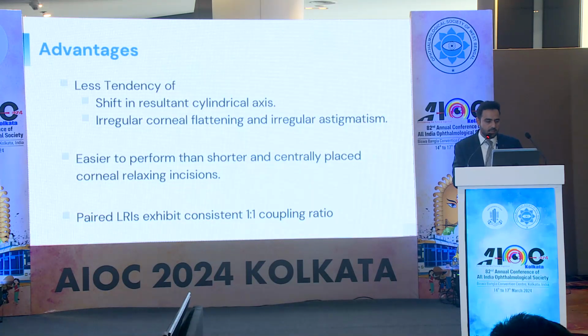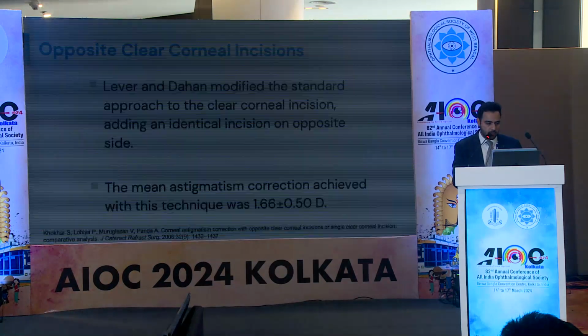So what are the advantages of this? It is mainly that it gives a lesser tendency of shift in the resultant cylindrical axis, and irregular corneal flattening and irregular astigmatism is prevented, which may be more with an arcuate incision. The other thing is that it is easier to perform, the length is shorter, and it is placed peripherally rather than a centrally placed corneal relaxing incision, and it gives a consistent coupling ratio, which is very important.